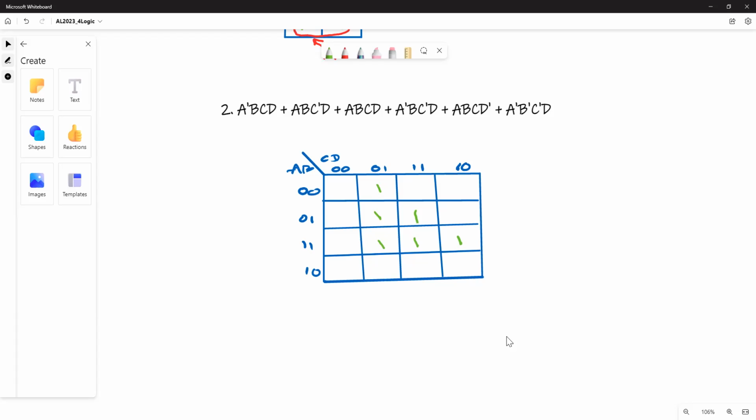Right, good. Now you have to put all the others to 0. It means that those terms are not here.